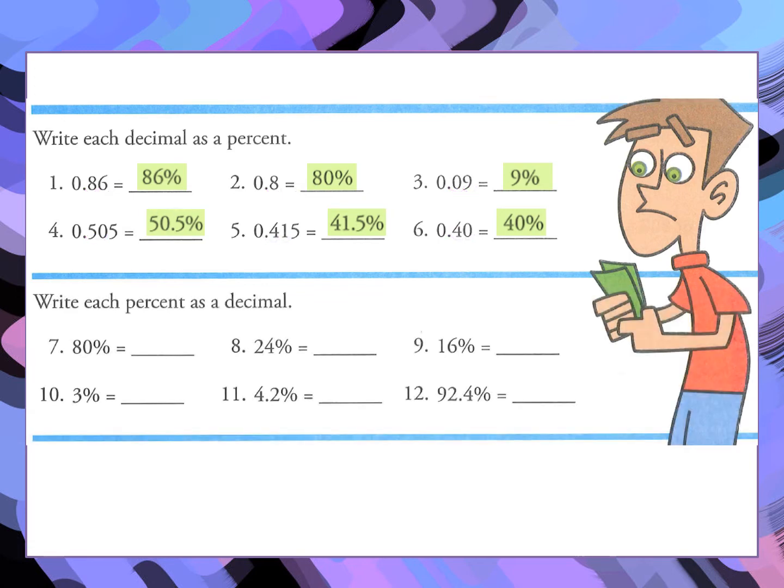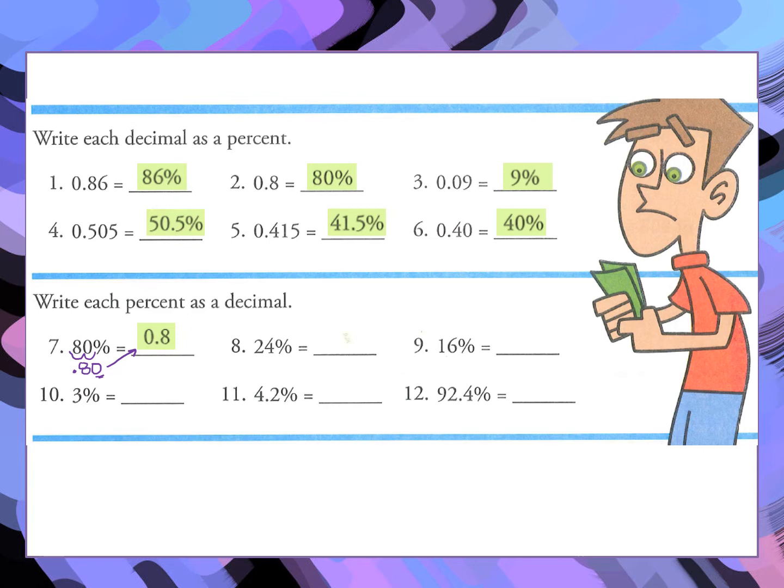Write each percent as a decimal. Pause the video, solve problems 7 through 12, unpause the video to check your answers. For question number 7, you should have gotten 8/10. You move the decimal point over 2 places to the left, which would give you 80 hundredths. You can simplify 80 hundredths to 8/10 by dropping the last 0.